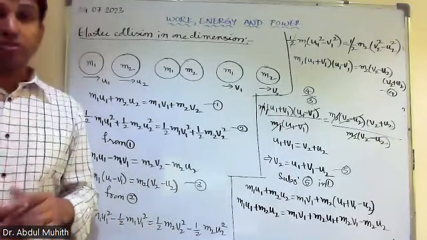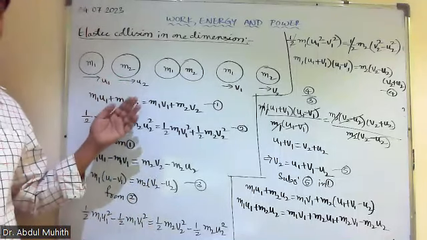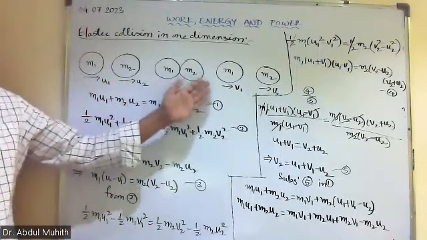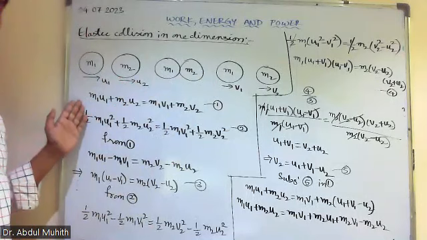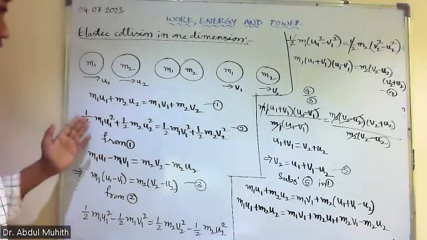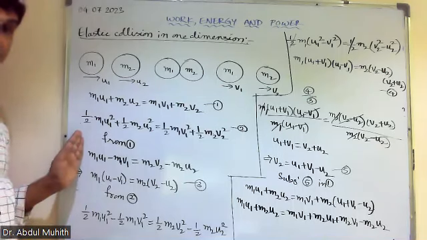Now, in this derivation, m1 and m2 are the two masses whose initial velocities are u1 and u2. This is at the time of collision. This is after collision, v1 and v2. So the sum of momentum before collision equals the sum of momentum after collision, and the sum of kinetic energy before collision equals the sum of kinetic energy after collision.